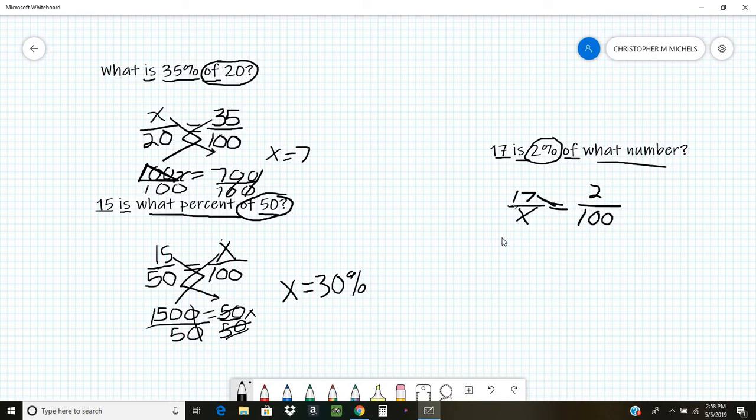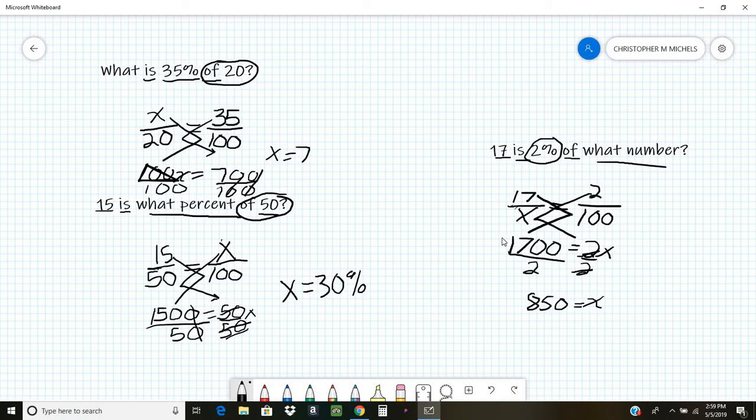Then we just cross multiply. We take 17 times 100, that gives me 1700. 2 times x gives me 2x. Divide both sides by 2. Cross that out. 1700 divided by 2 gives me 850 equals x. So when you look at this one, it's a pretty simple method.